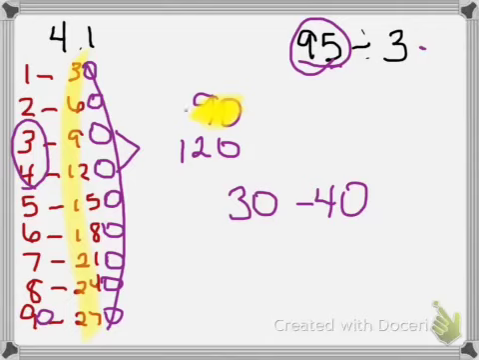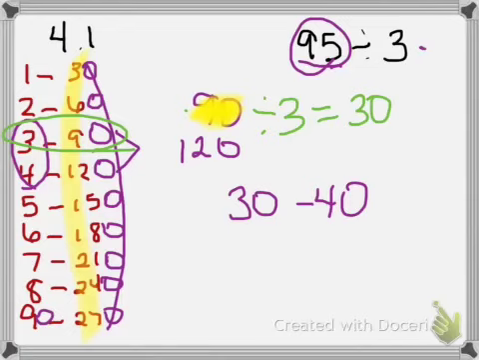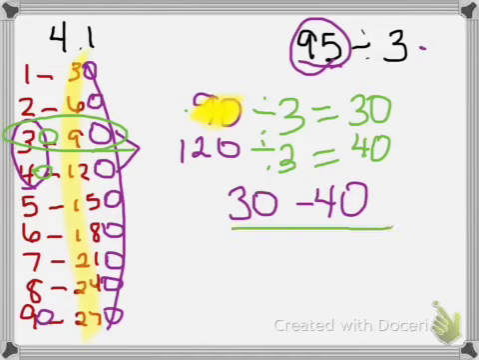I know that 90 divided by 3 is going to be 30. Or I can look over here and say I just added a 0 to my 90, so I'm just going to add a 0 to my 3. Well, that's 30. The same with 120. 120 divided by 3 is 40. So my answer is going to be somewhere between 30 and 40. It's going to be about 30 because it's closer to 90.